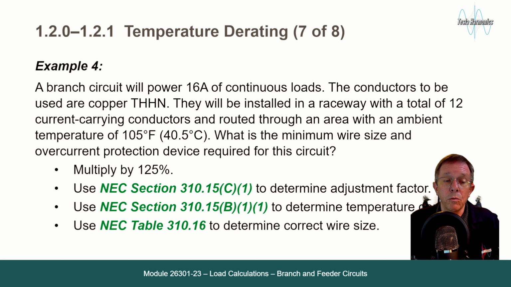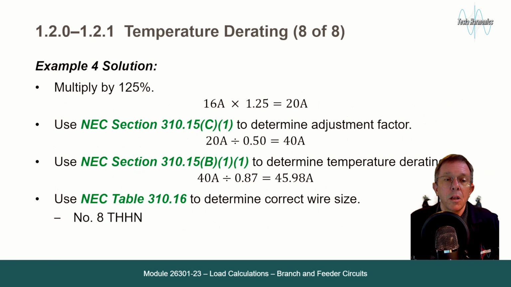We'll multiply by 125%. We'll use NEC section 310.15(C)(1) to determine the adjustment factor. We'll use NEC 310.15(B)(1) to determine temperature derating. We'll use NEC Table 310.16 to determine the correct wire size. Multiply by 125%: 16 amps times 1.25 equals 20 amps. NEC section 310.15(C)(1) gives the adjustment factor: 20 amps divided by 0.50 equals 40 amps.